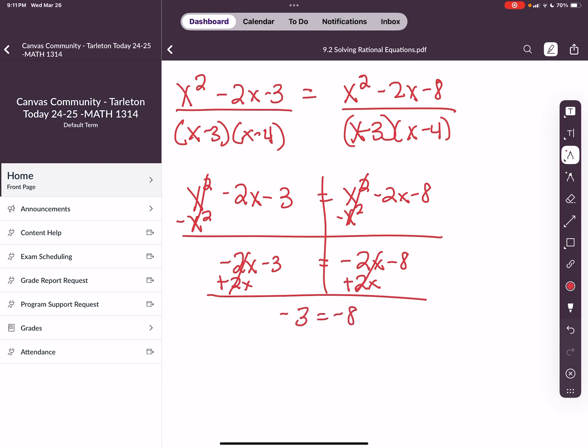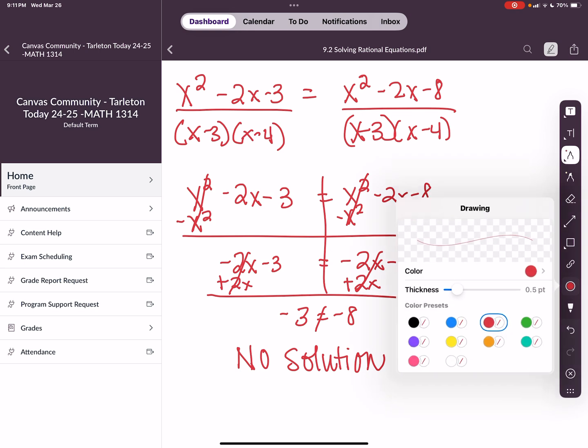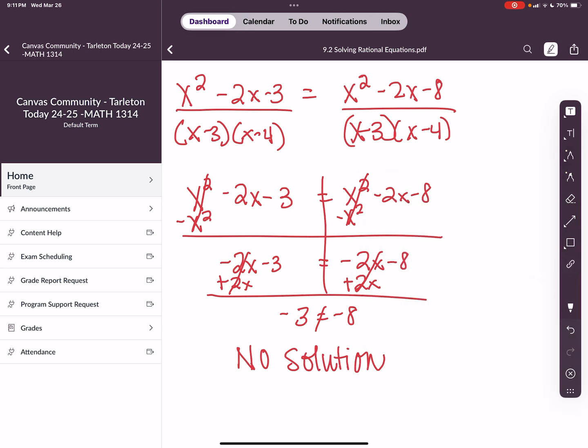But is that a true statement? Well, negative 3 does not equal negative 8. And because negative 3 does not equal negative 8, that means that's going to be no solution. Okay? Because the thing I'm about to circle in yellow, that's what I want. This is not a true statement, and because it is not a true statement, it would be no solution. Okay?